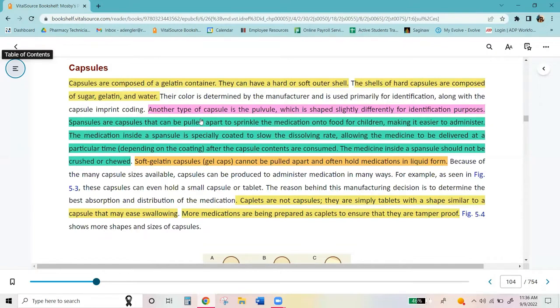Spansules are capsules that can be pulled apart to sprinkle the medication onto food for children, making it easier to administer. The medication inside a spansule is specially coated to slow the dissolving rate, allowing the medicine to be delivered at a particular time, depending on the coating, after the capsule's contents are consumed. The medicine inside a spansule should not be crushed or chewed. Soft gelatin capsules cannot be pulled apart and often hold medications in liquid form.